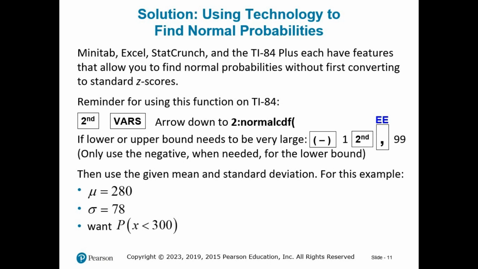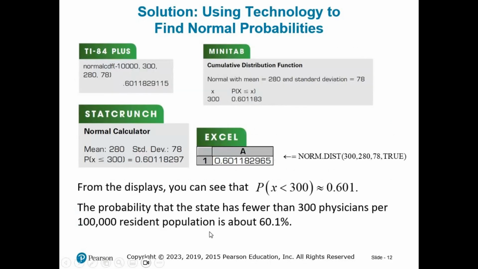Okay, the next entry is your upper bound, that's 300, that's the point that we're looking at, and then enter, or comma, and then our mean is 280, and then enter or comma, and then our sigma, or standard deviation, is 78, and then you enter as many times as you need to for it to calculate. And you should have gotten about 0.601.